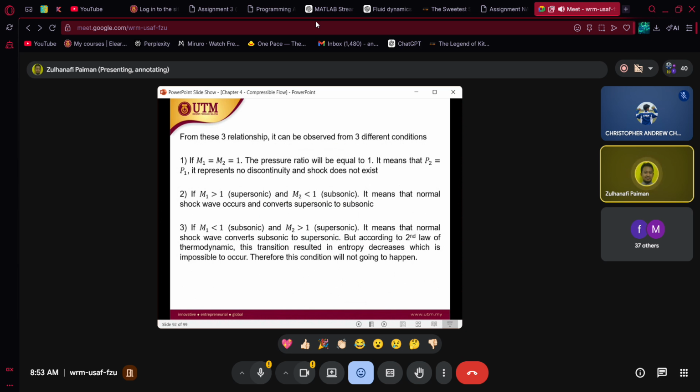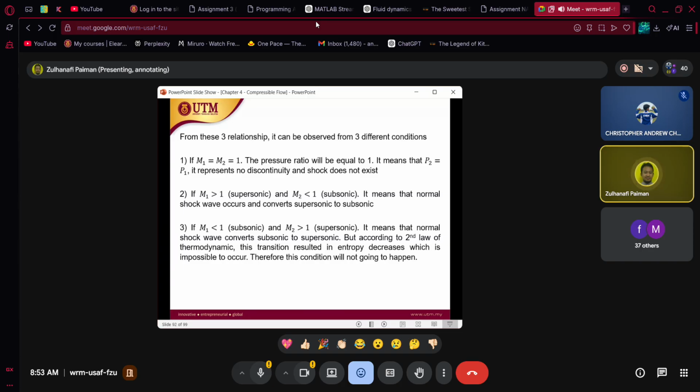And the last one: if Mach number 1 is less than 1, which is subsonic, and Mach number 2 is supersonic, it means that a normal shock wave converts subsonic to supersonic. But according to the second law of thermodynamics, this transition results in an entropy decrease, which is impossible to occur. Therefore, this condition is not going to happen.